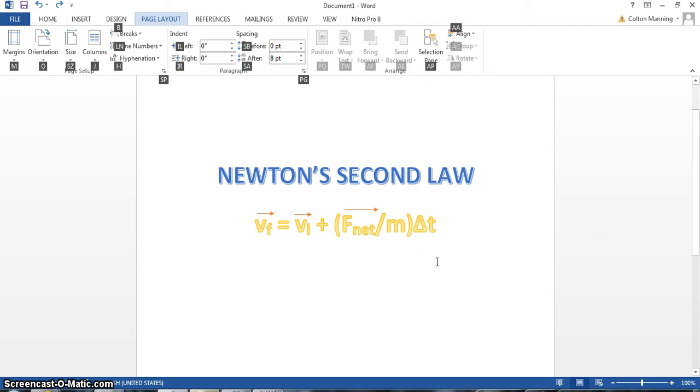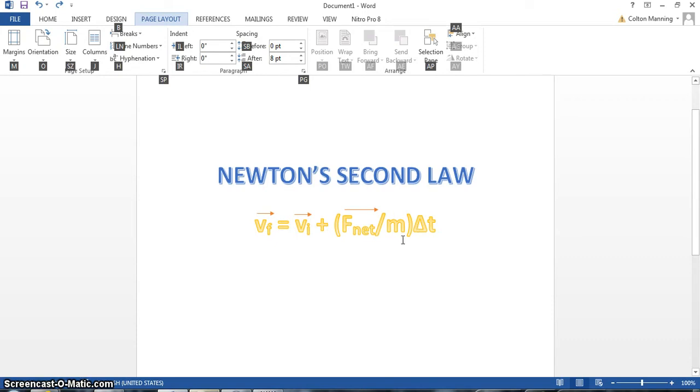Okay, so the main objective of Lab 1 was to show an object moving at constant velocity and describe it by using Newton's second law. And we see that Newton's second law here is the final velocity vector is equal to the initial velocity vector plus the F net vector divided by mass times delta t.